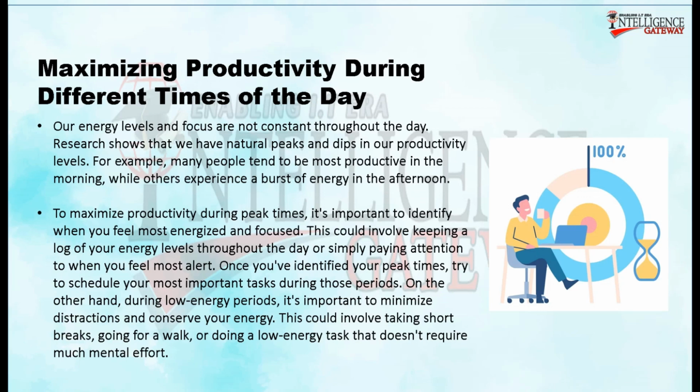To maximize productivity during peak times, it's important to identify when you feel most energized and focused. This could involve keeping a log of your energy levels throughout the day or simply paying attention to when you feel most alert. Once you've identified your peak times, try to schedule your most important tasks during those periods. On the other hand, during low-energy periods, it's important to minimize distractions and conserve your energy. This could involve taking short breaks, going for a walk, or doing a low-energy task that doesn't require much mental effort.